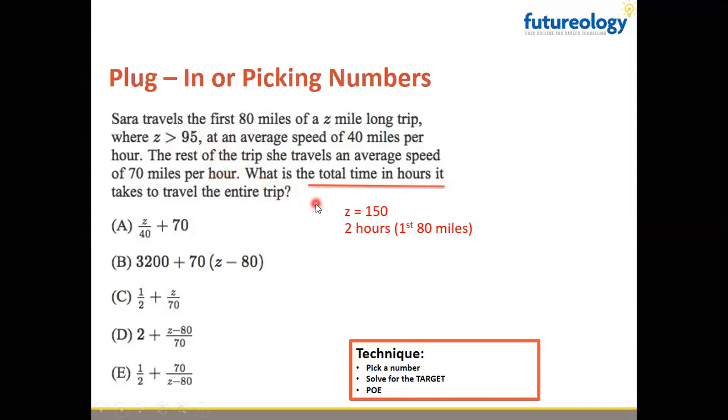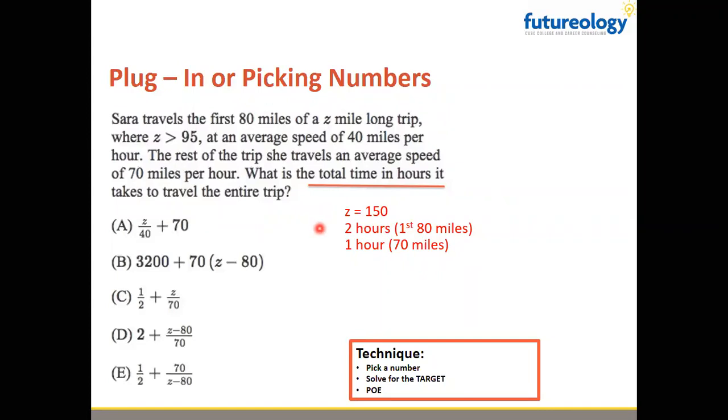That leaves us the last 70 miles. But she travels at an average speed of 70 miles per hour. Look at how nicely the math fits in. That means it takes 1 hour to do the second part of the trip. So what is the total time in hours, guys, it takes to make the trip?